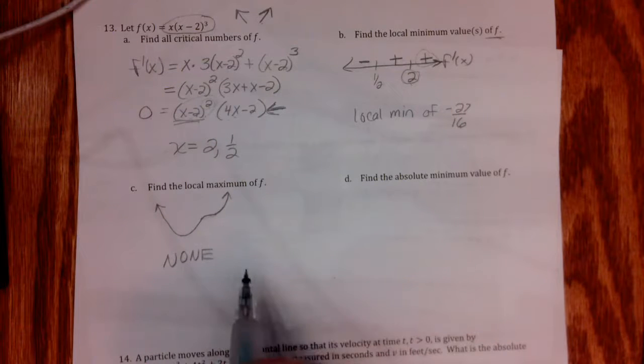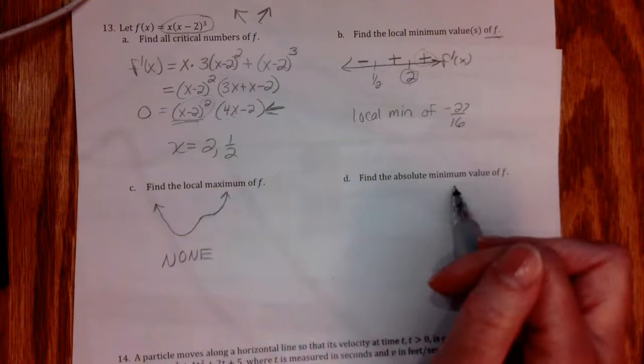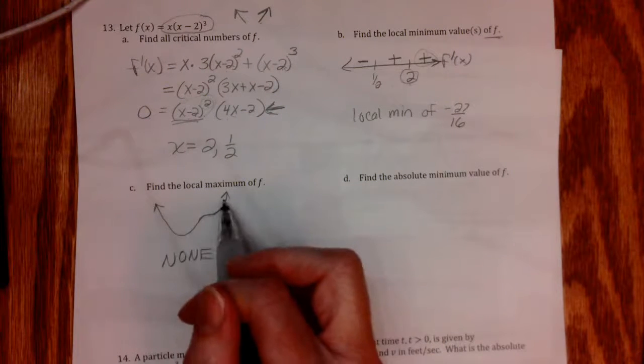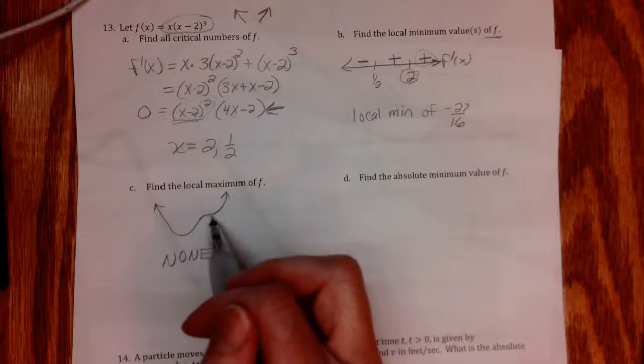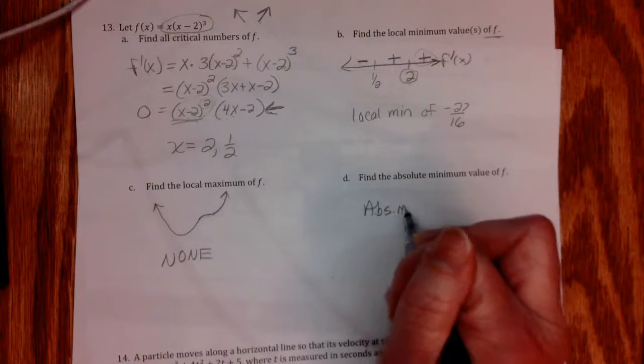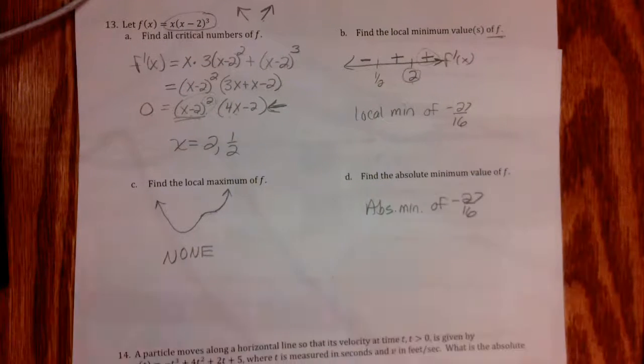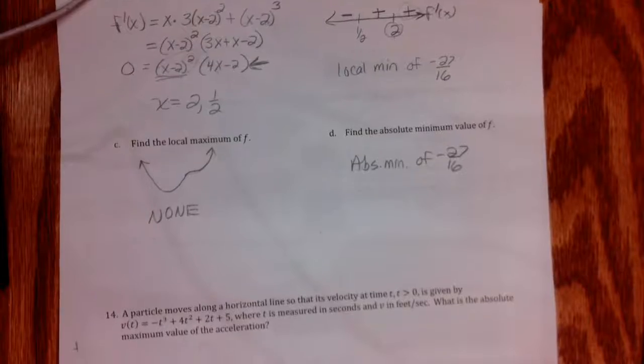Just like there's no absolute maximum because of the end behavior of up, up. The absolute minimum value, well, looking here between the derivative analysis and the end behavior, the absolute minimum is the same as the local minimum, which is negative 27/16. Pause the video and I would read number 14.